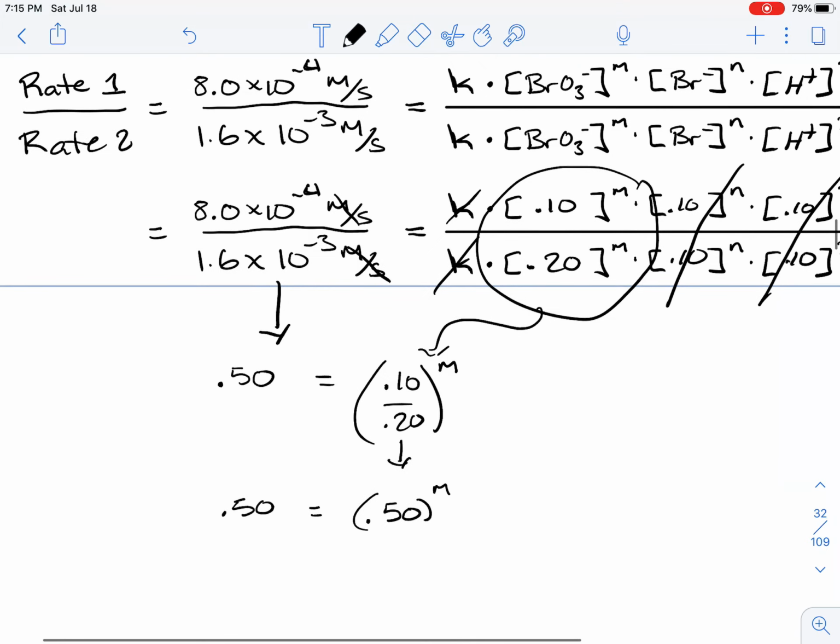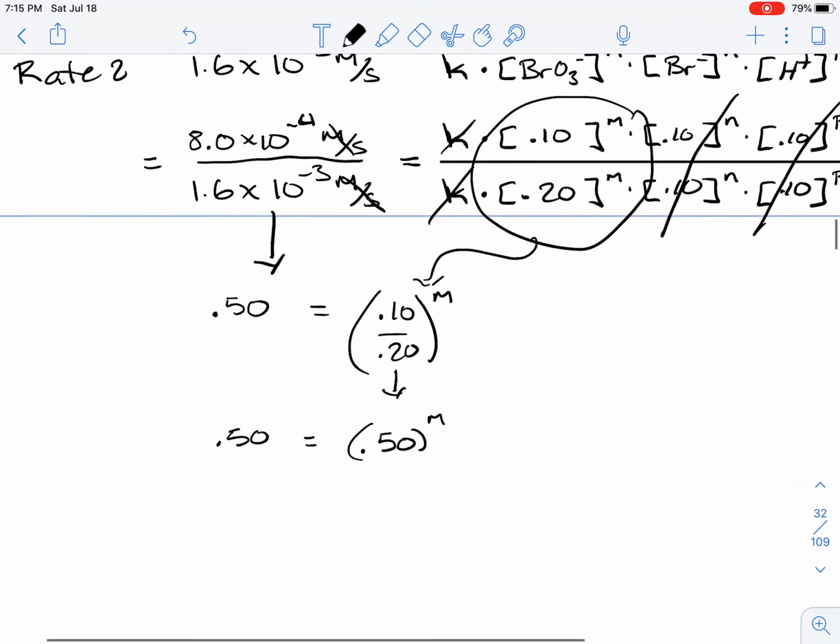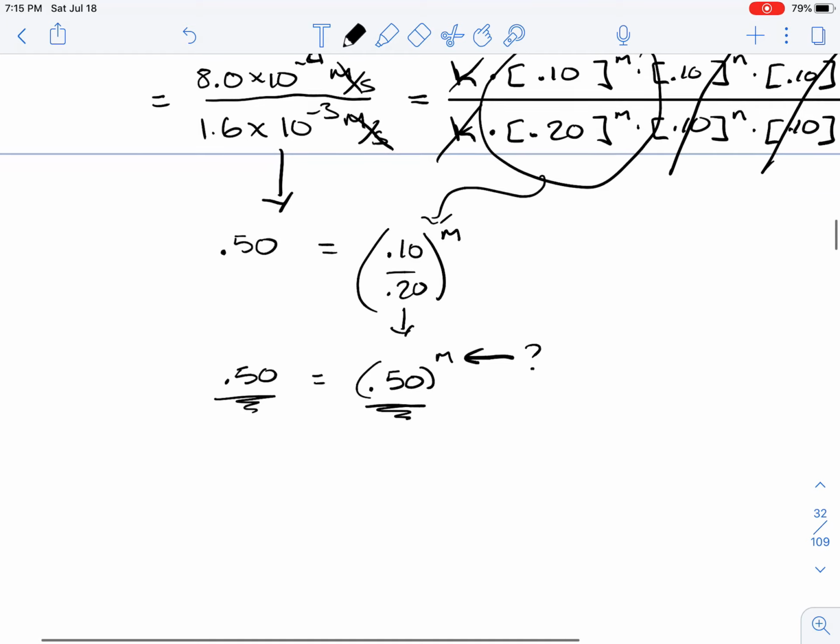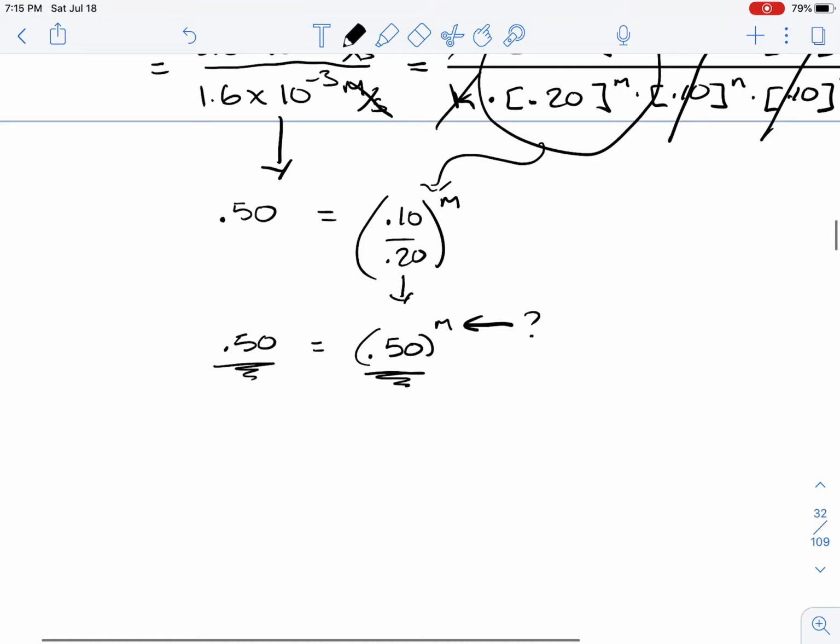Now, you guys can go ahead and solve for the value of m in one of two ways. You can think about this logically. What value of m, what value of the exponent, will allow 0.50 to equal 0.50? Now, if you guys don't know that, you can go ahead and use properties of log to figure that out. And so the quick answer to this is 1. If the exponent is 1, then 0.50 is equal to 0.50.